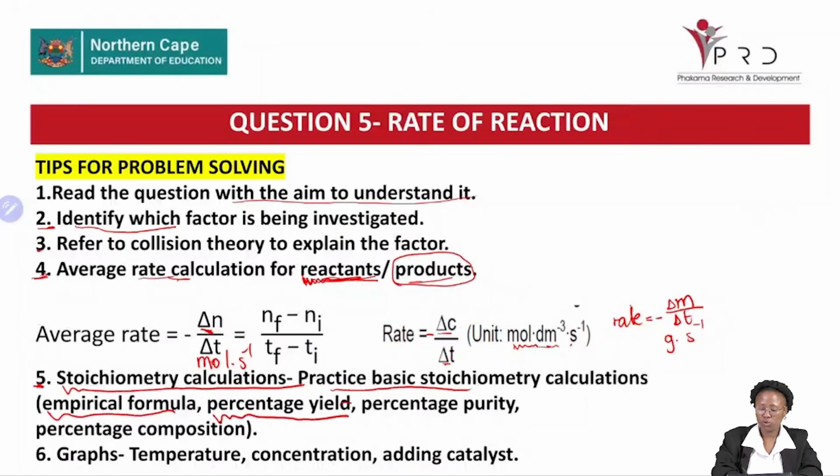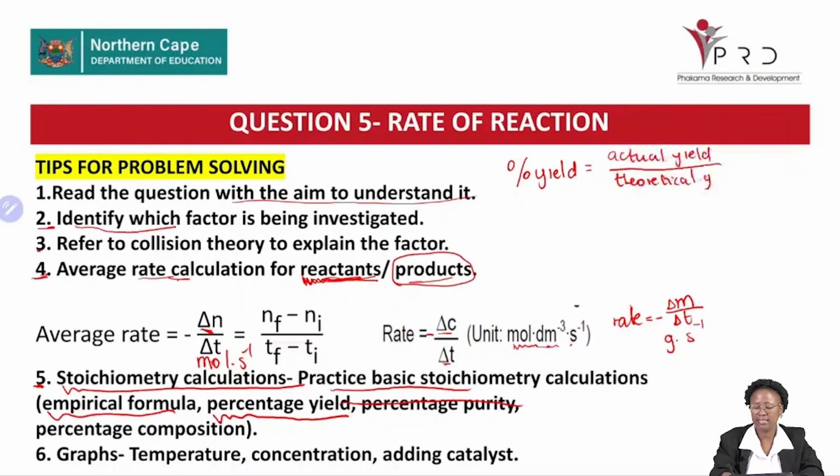Just to remind you of the formula for the percentage yield, let me write it over here. Remember, percentage yield equals the actual yield minus the theoretical yield. Okay, we are going to multiply this by 100 because we are looking for a percentage. And then when you calculate your percentage yield and you get an answer that is more than 100%, then you know that there is something wrong with your calculation.